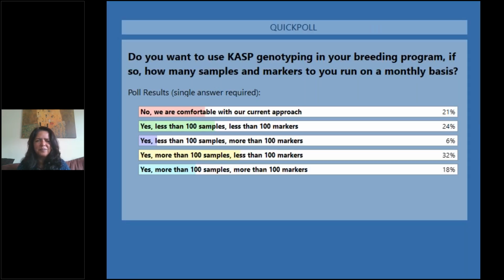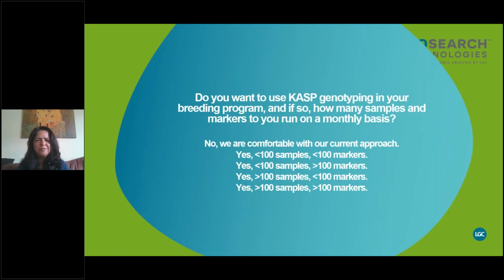And it looks like more than 100 samples with less than 100 markers is the winner, although there is some variation. So we have a variety of different sample numbers and marker numbers that folks run on a monthly basis, Dusty. Oh, I would expect that, actually. I thought there would be a range. Looks like you were spot on. All right, we'll let you continue with your presentation. Thanks everyone for participating in our polls. Yeah, thank you. Thanks a lot.